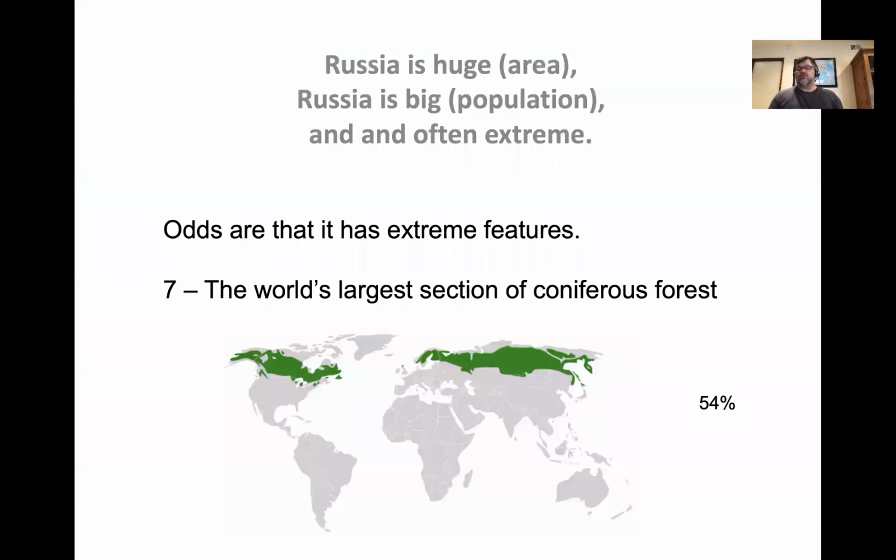Number 7, the world's largest section of coniferous forest. Well, remember there are 2 basic types of forest. There are deciduous trees, which are the broadleaf trees, trees with leaves, right? And then there are coniferous forests. These are the trees that have needles, the pine tree, the evergreen tree, that kind of thing. And indeed, typically coniferous forests tend to be farther north, especially when you get forests that are dominantly coniferous trees.